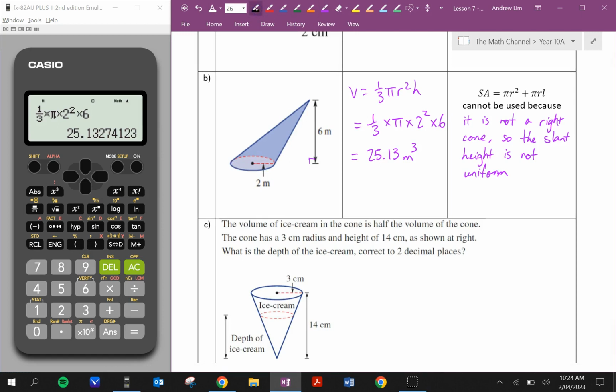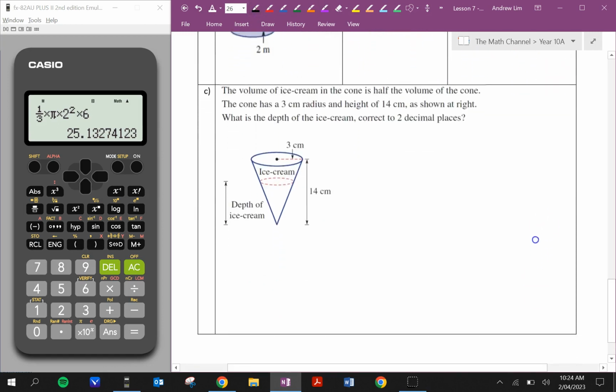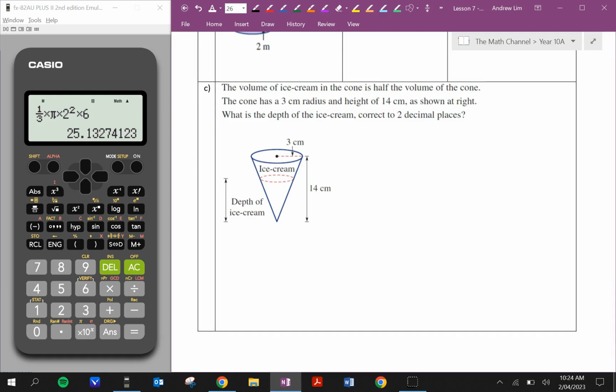Alright, last one. The volume of ice cream in the cone is half the volume of the cone. The cone has a 3 centimeter radius and a height of 14 centimeters, as shown below. What is the depth of the ice cream? Correct to 2 decimal places.